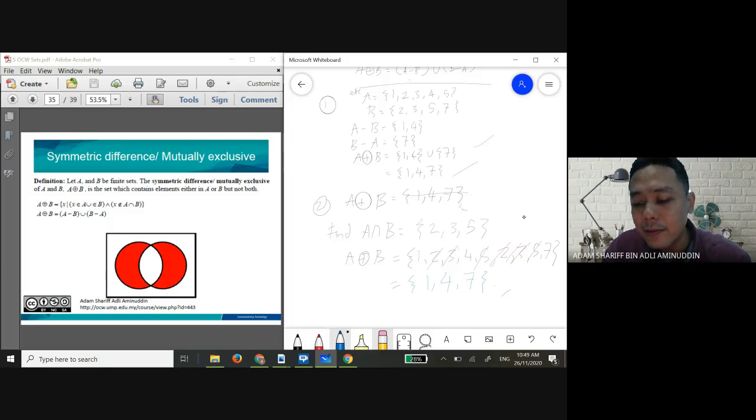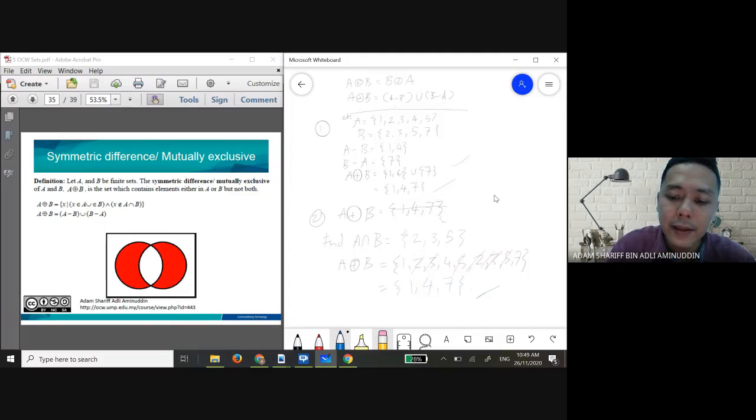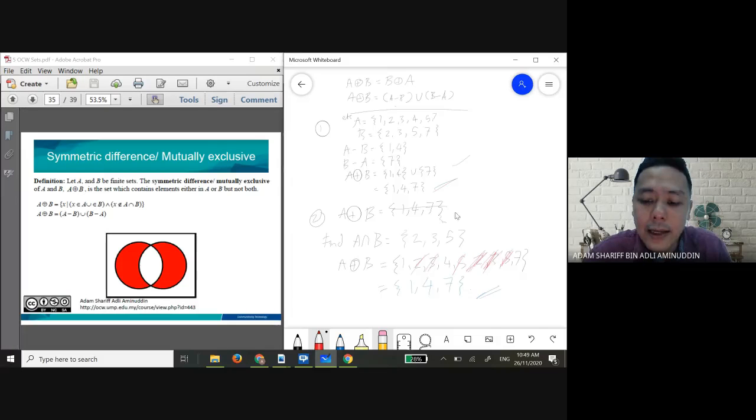Mereka, not surprisingly, minority of them follow this way sebab dia nampak. So terpulang, kalau kamu ada cara sendiri yang buat kamu nampak, gunakan. Kaedah is kaedah. Yang penting jawapan yang akhir mesti sama. Memang dia buat macam ni, dia cancel betul-betul follow saya. Especially student yang sedikit lemah, mereka guna cara yang kedua. Okay, that is about symmetric difference.